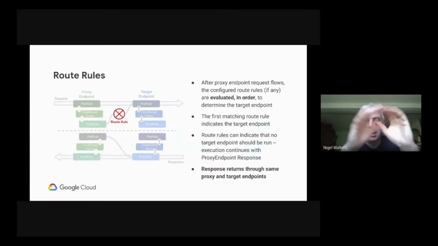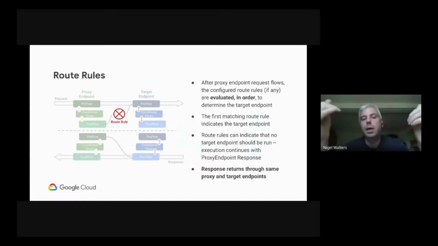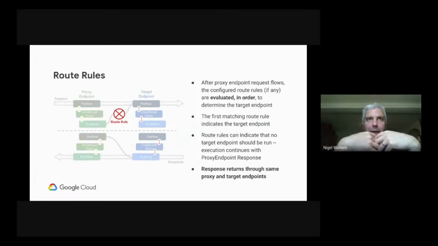Routing rules essentially sit between the proxy request and the target request and enable you to specify a defined set of rules that indicate how we should determine which of our target endpoints any given request is going to get routed onto. These routing rules are evaluated in order, so the order in which you specify them, going through top to bottom. The first rule that matches is the one that will be used, and that will cause that request to be sent to that chosen target endpoint.